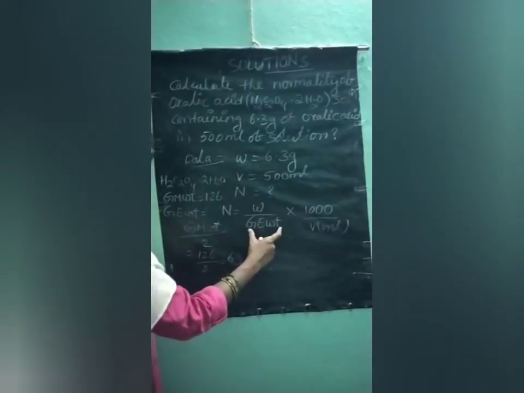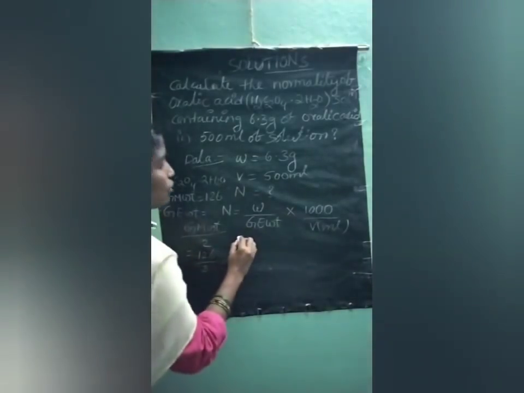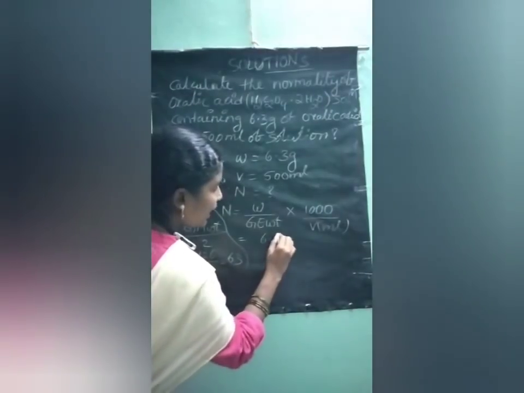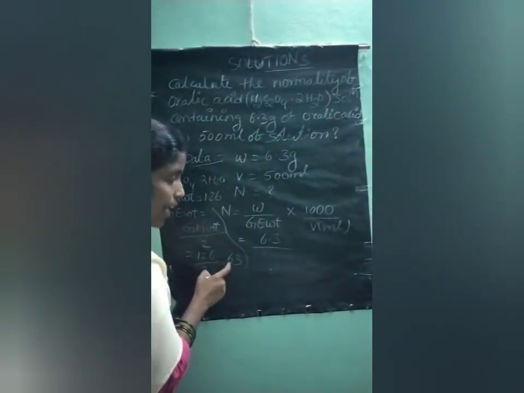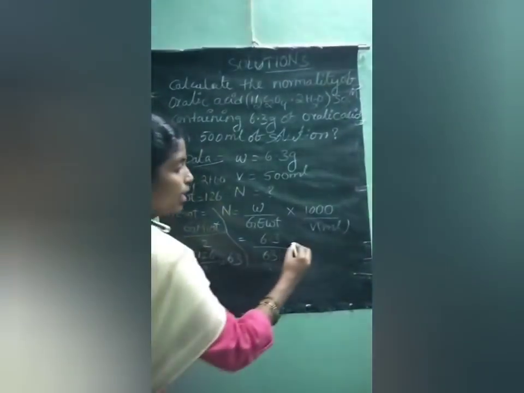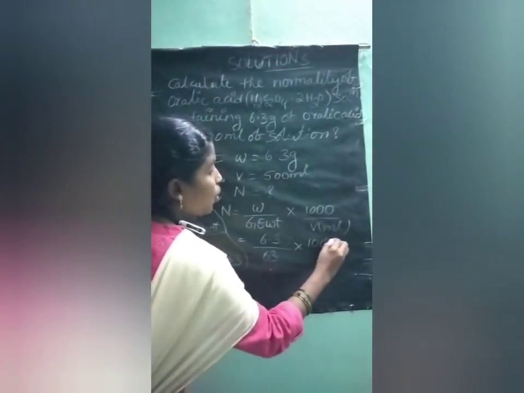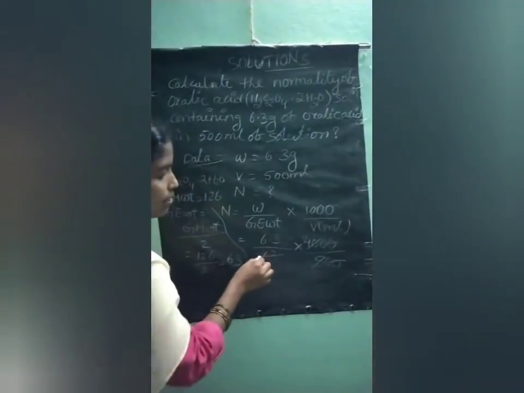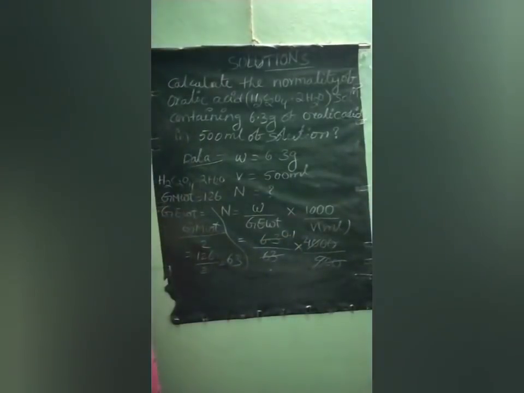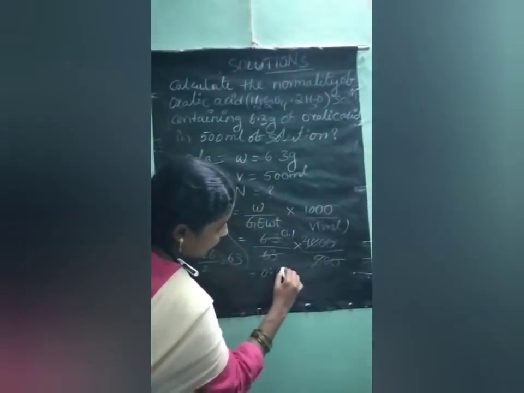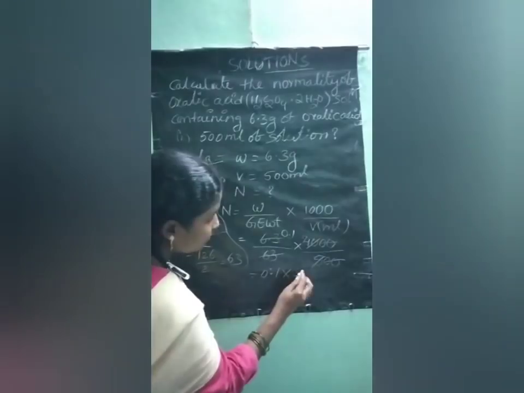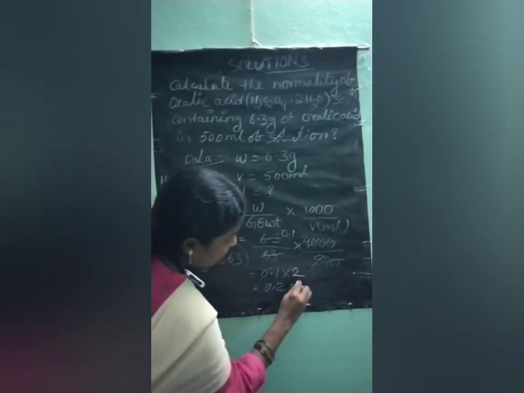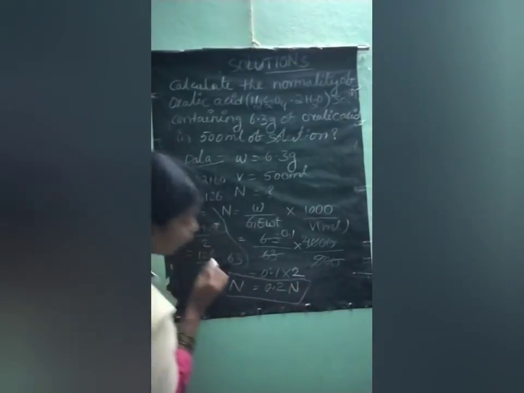Now substitute all the values. The weight of the oxalic acid is 6.3, and the gram equivalent weight of the oxalic acid is 63, into 1000 by the volume, 500. Two zeros cancel, and the same digits cancel, so we get 0.1 into 2, which gives 0.2 normal. This is the final answer for the normality problem.